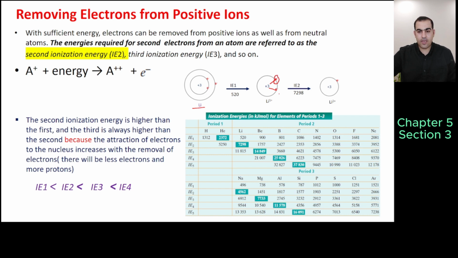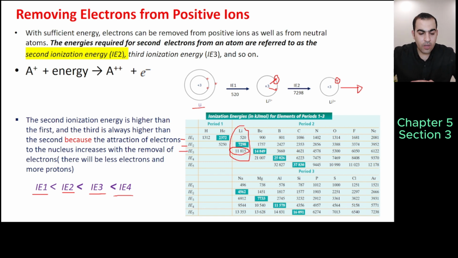What about the third? If we remove the third electron, we need about 11,815. Look, for first ionization energy, hydrogen has only 1 electron, so it has only the first ionization energy. Lithium has 3 electrons, so it has 3 ionization energies. Look, the second ionization energy is more than the first, the third is more than the second, the fourth is more than the third. Why?